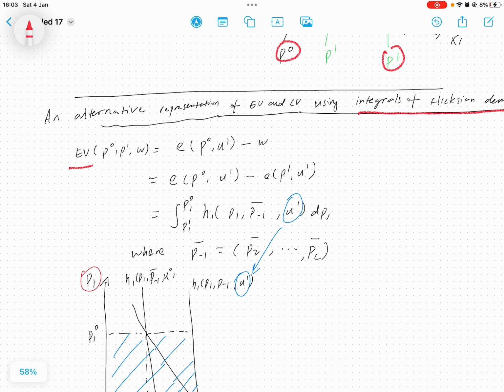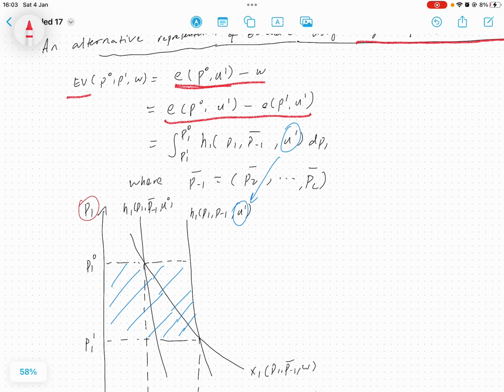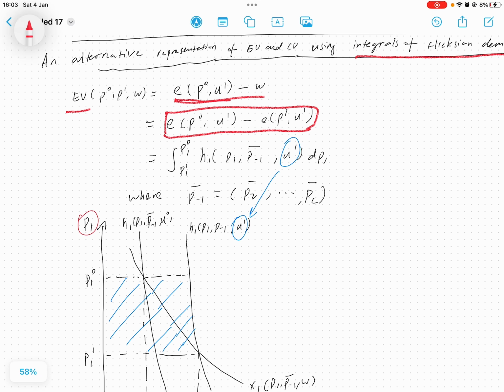By the definition, EV will be the difference of the expenditures, where we are using the new utility with the old price, minus W. Essentially, recall that when we take the partial derivative of the expenditure function with respect to the price, we can simply obtain the Hicksian demand. That was a result that we have already mentioned previously.